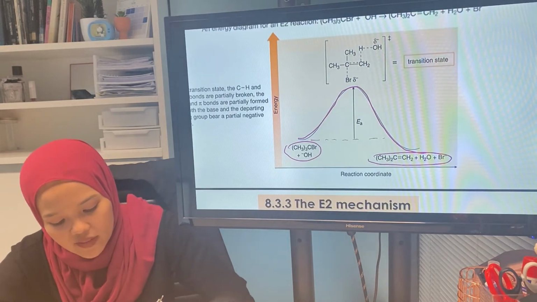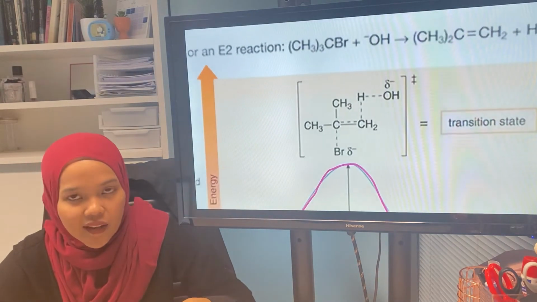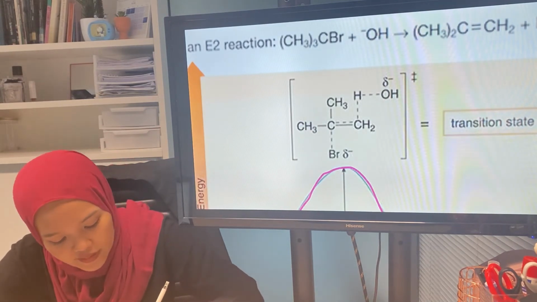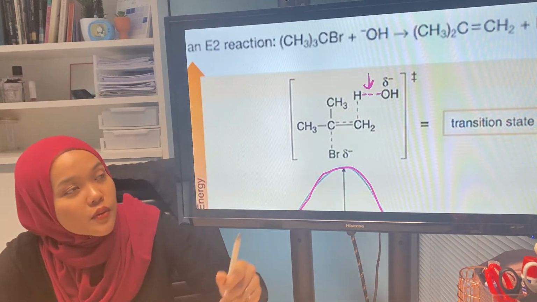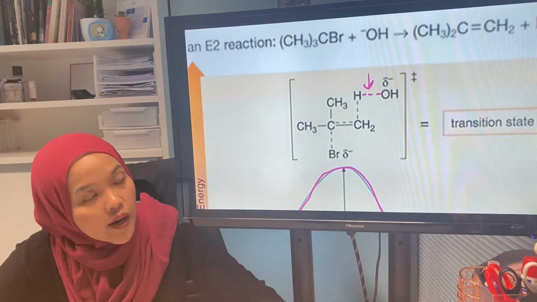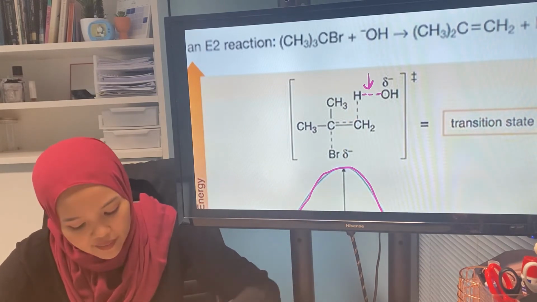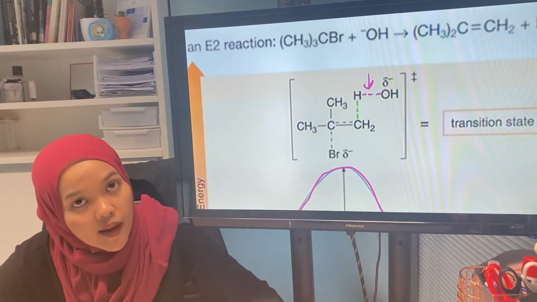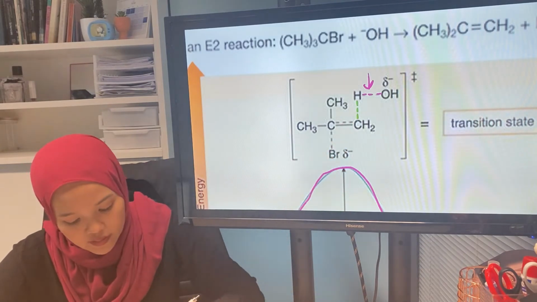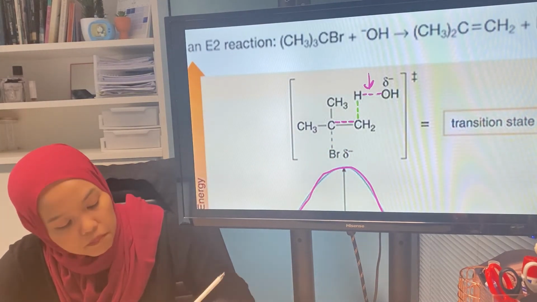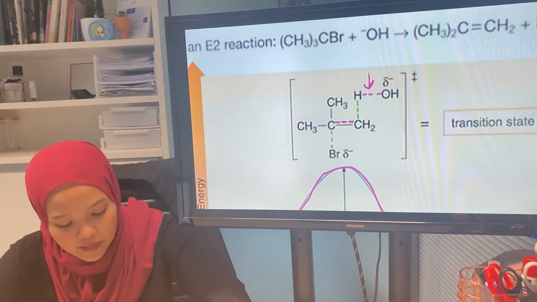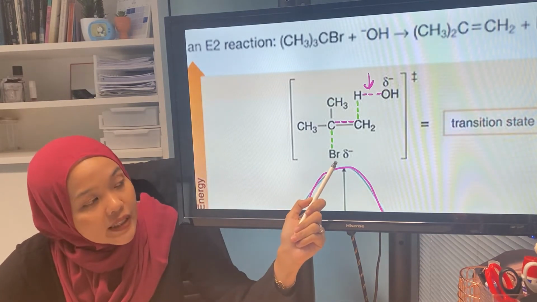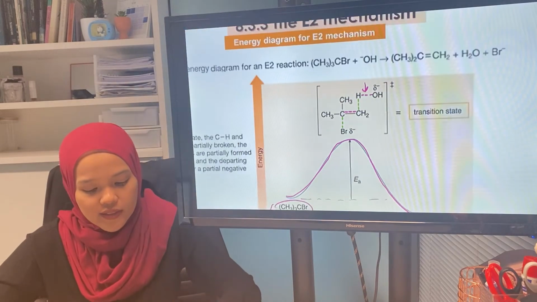This is going to be the transition state that you must be able to draw. So why do we have all these dotted lines? Because there is a bond about to form between the hydrogen and the hydroxide ion, and there is a bond about to break between the carbon and hydrogen, which will be transferred, so it is about to form a pi bond. At the same time, there is a bond about to break between carbon and bromine. So that is how you draw it.